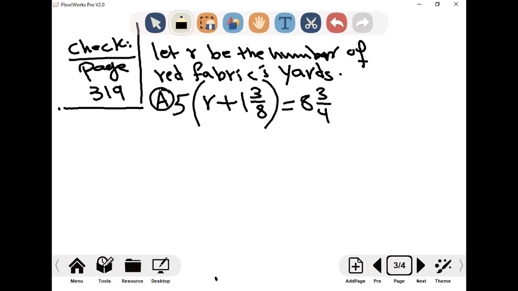Okay? Now, in part B, what you will do? I want you now, in your copy book, you have a space to solve this in part B, to find how many yards we need for the red. Go. Tell me. Plus what? Plus R. R plus 1 and 3/8, same as 1 and 3/8 plus R. It's the same. So solve this equation in part B. I will give you a few minutes.